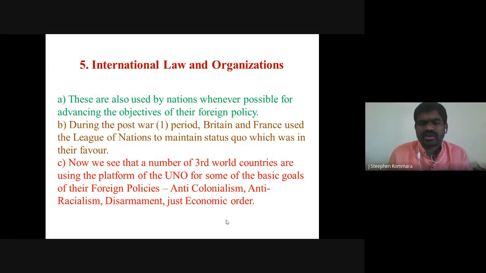Also economic order. Poor countries are in a situation where they have to depend on great countries. Therefore, the third world countries, called developing countries, are depending on the big powers. And also UNO is one of the helping hands to the third world countries or poorer countries. Okay, so this is the international law and organizations.